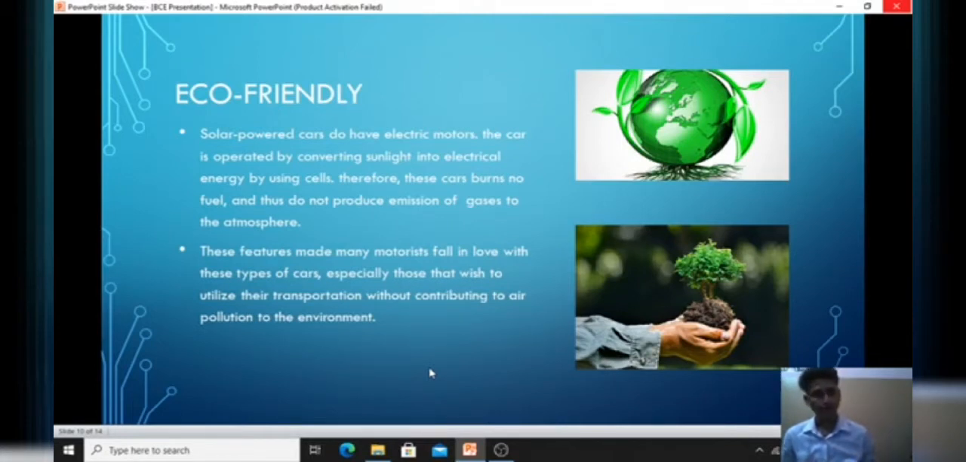But where does electrical energy come from? Sunlight is converted into electrical energy by using cells or batteries. Another main factor of eco-friendly behavior is that there is no emission of gases, so there is no global warming. No emission of gases means no air pollution or environmental pollution, which is the biggest main factor.